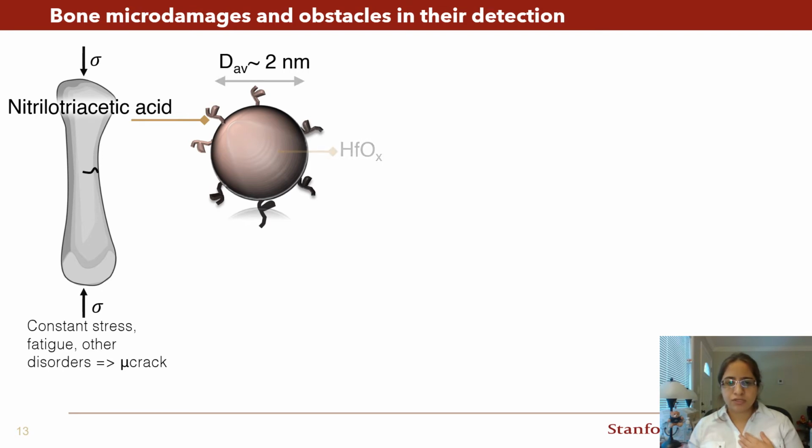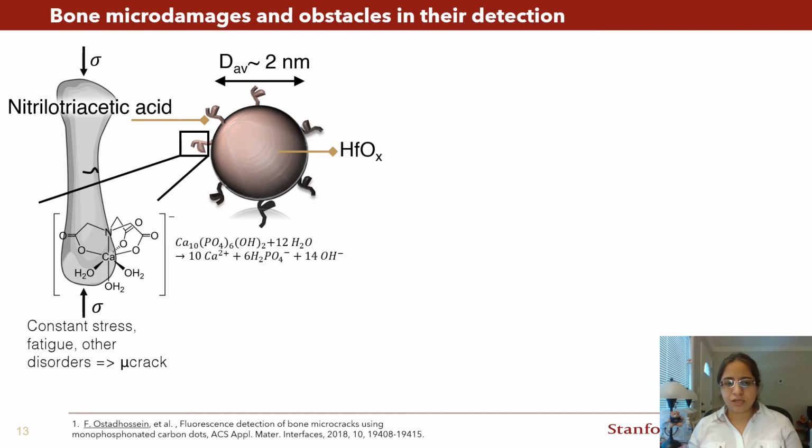Now, these particles were synthesized based on hafnium oxide particles, and they were initially functionalized with polyethylene amine polymer. Then I surface functionalized them to include this ligand, nitrilotriacetic acid, which is basically a calcium chelator. And the rationale behind using this nitrilotriacetic acid moiety is that the concentration of freshly cleaved calcium is higher at the site of microdamage compared to the rest of the bone. And therefore, it can accumulate more at the site of the damage.